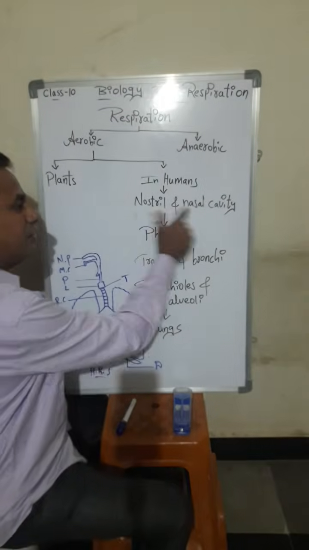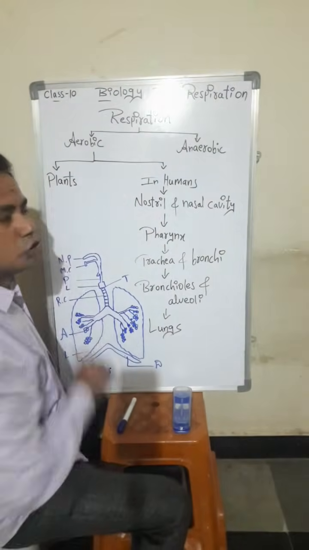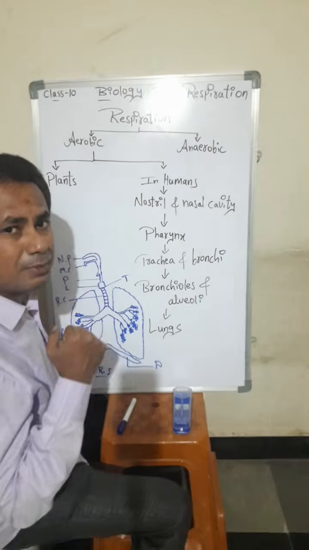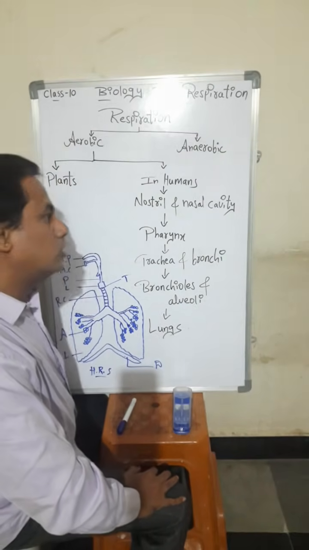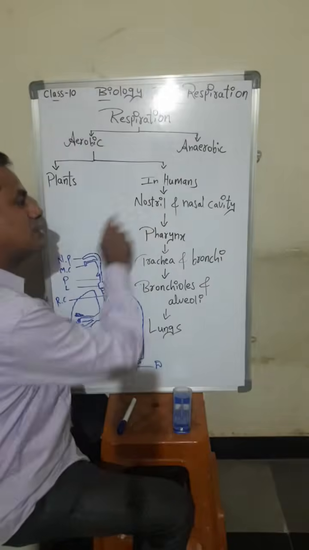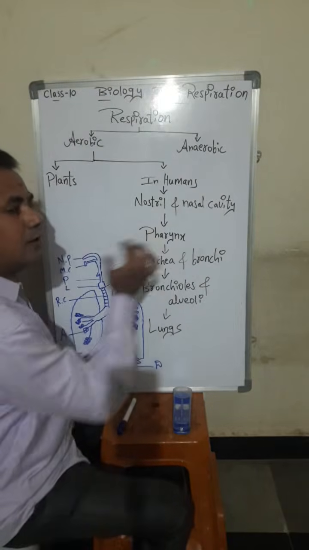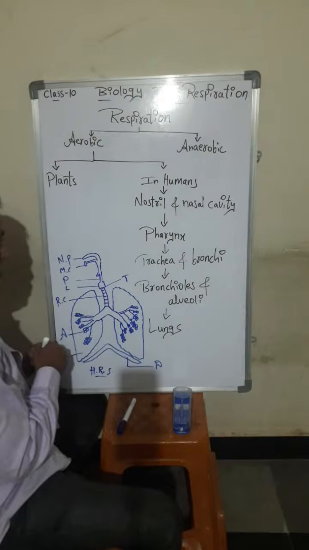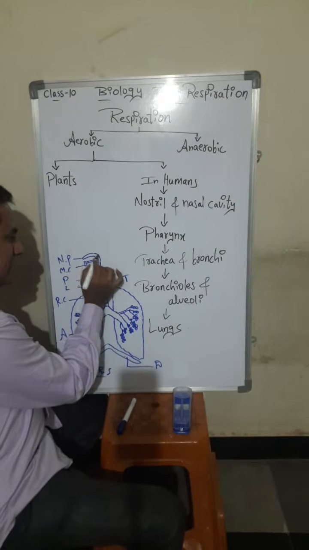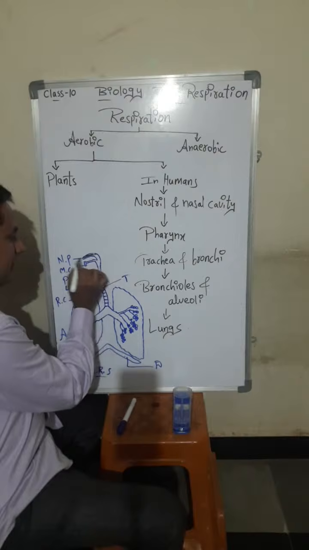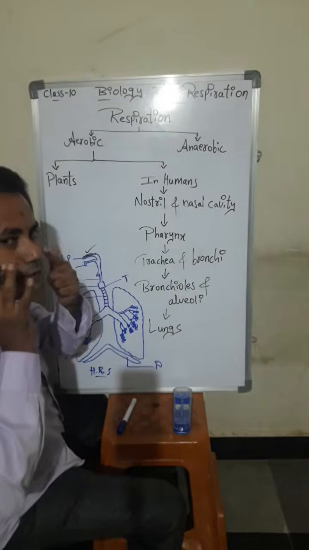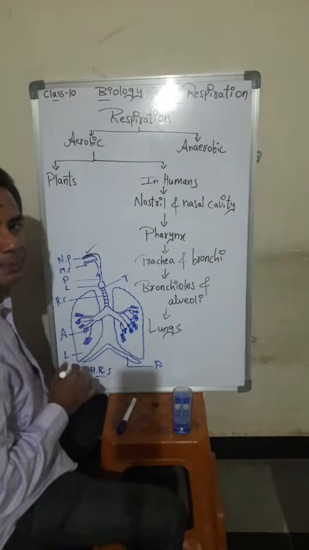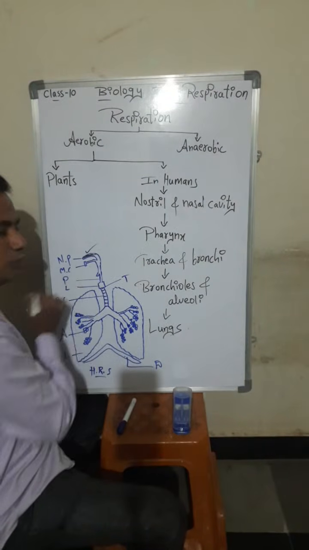So we will inhale oxygen through the nostrils. Nostrils are nothing but the two holes present below the nose. That is known as nostrils and nasal cavity. You can observe this part in the diagram; this part is known as the nasal cavity. Inside our nose, the nasal cavity is present, and this is the mouth cavity.